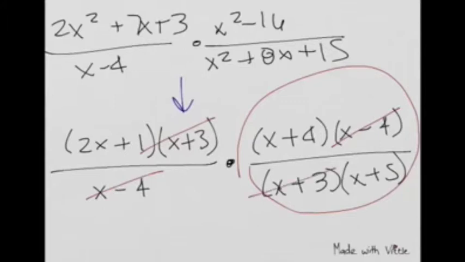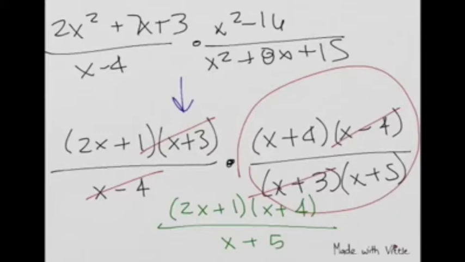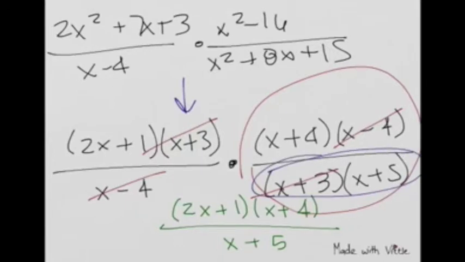And so from that we can find that our answer is 2x plus 1, x plus 4, over x plus 5. Which means that our restriction is going to be -3 and -5 and positive 4, because we have to remember this side too.